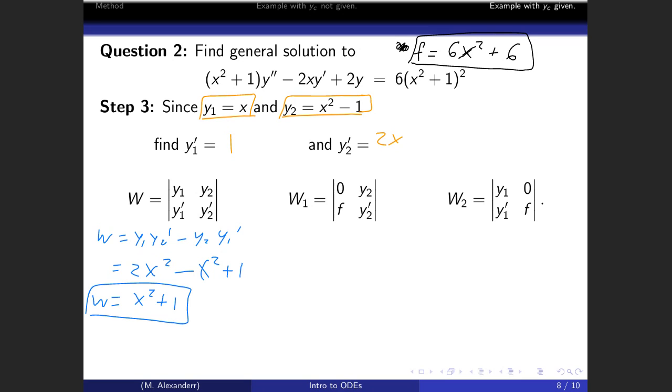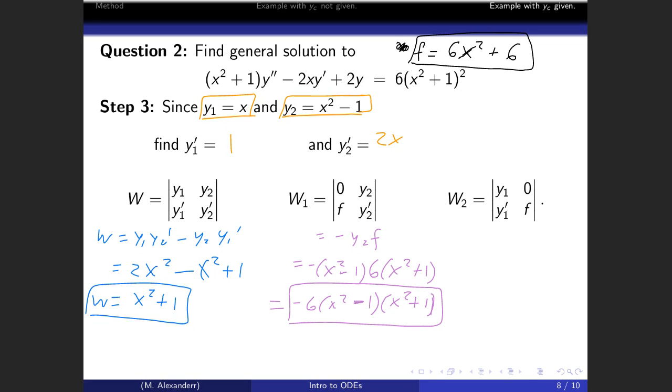So now W1, let me put that in purple. W1 is going to be negative W2 multiplied by the f. And so if you put in the information, so this is going to give us what? So this is going to give us negative x squared minus 1 multiplied by the f, which I'm going to write out as it was before. So 6 and then x squared plus 1. Okay. So let me just write it out as negative 6 x squared minus 1 x squared plus 1. All right. That's the W1.